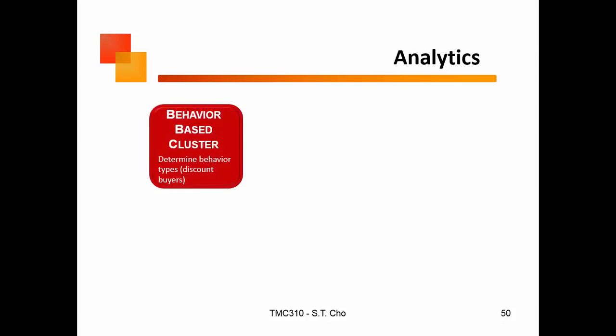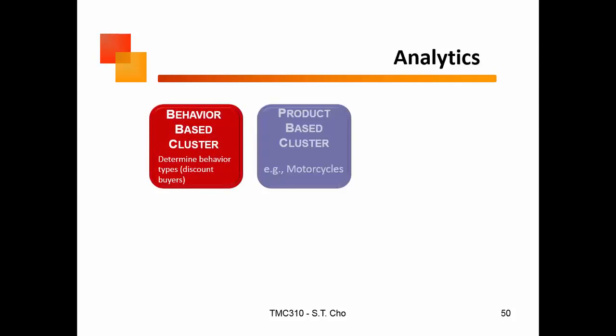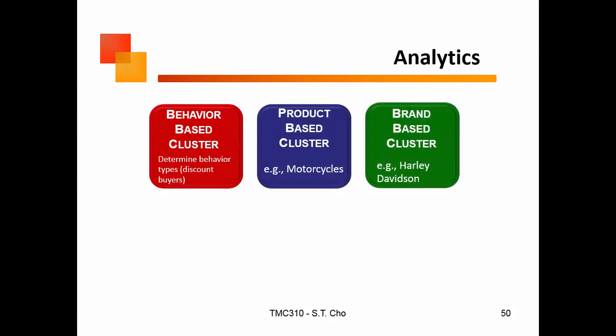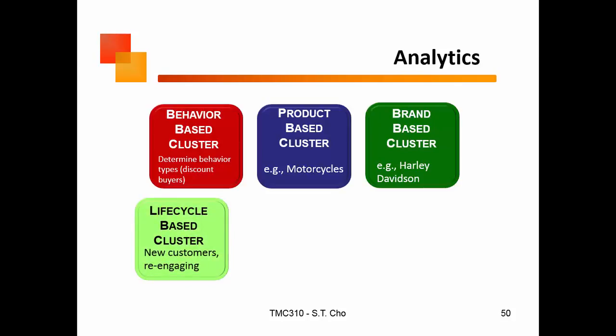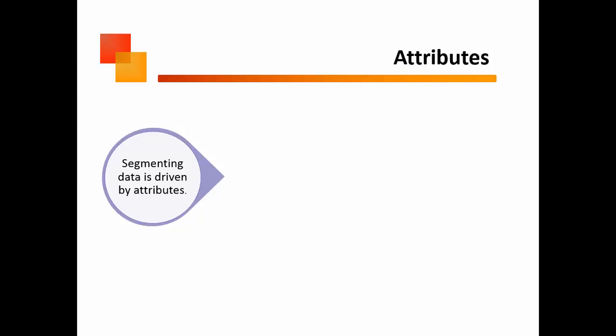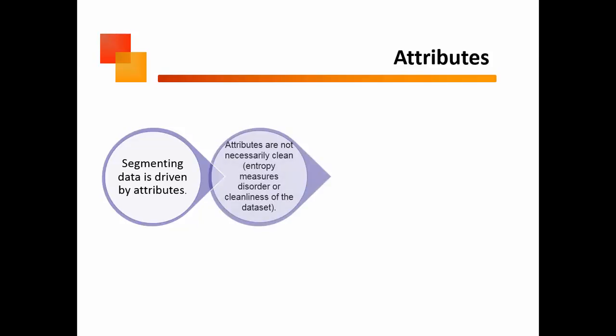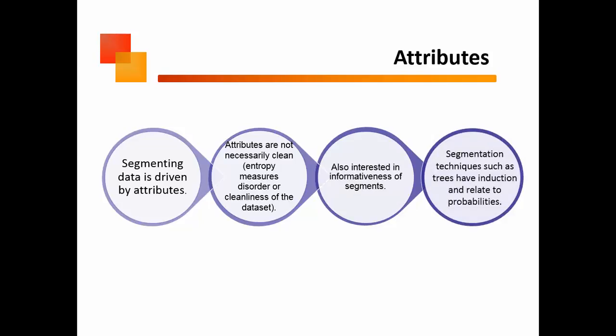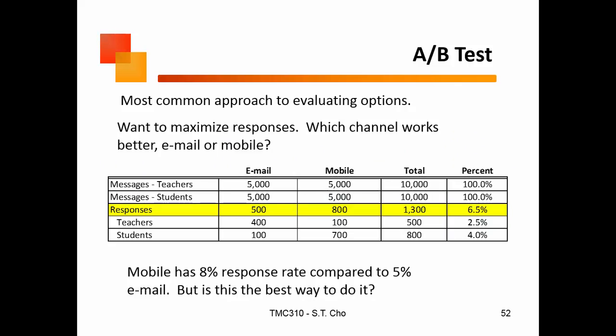And so in terms of analytics, we're concerned about behaviors. We're concerned about what kind of products people associate as being the same. Also brand, life cycles, buying likelihood, and product recommendations. What are products that people will recommend? What drives all of this are attributes, and those are the variables that help define it. I'm interested in knowing what those are, because that's going to drive what I should be focusing on. For example, the most common attribute is age.